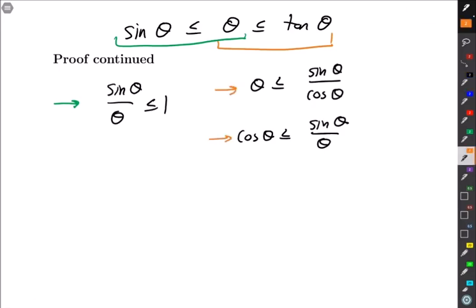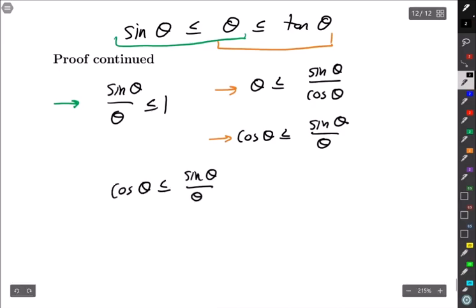And now I can put these together again. If I stack these up, I then get that this chain of inequalities holds for theta between 0 and pi over 2.